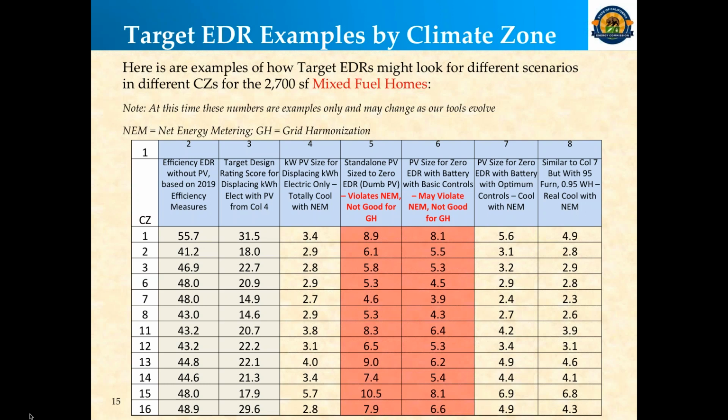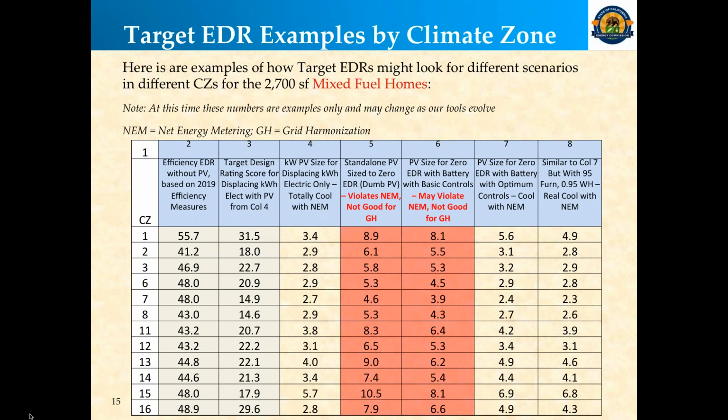But we started looking at adding storage, or in some, the ones in the middle that are the reddish color, the idea of putting in a PV system that nets out all of your energy, including your gas, with a very large PV system. The problem is it violates the NEM. Under Rule 21, you might not be able to connect it, which is not a good thing, and it has grid harmonization problems. It's also a very large system that might not fit on all roofs.